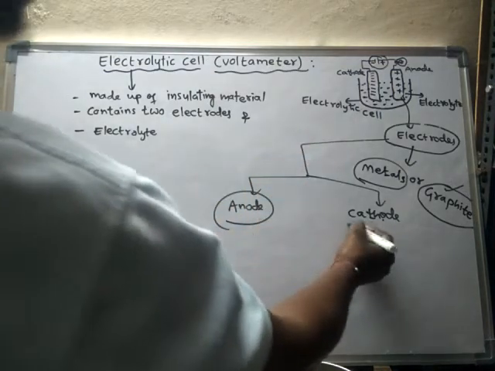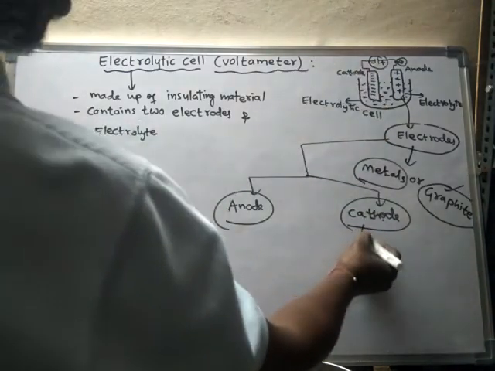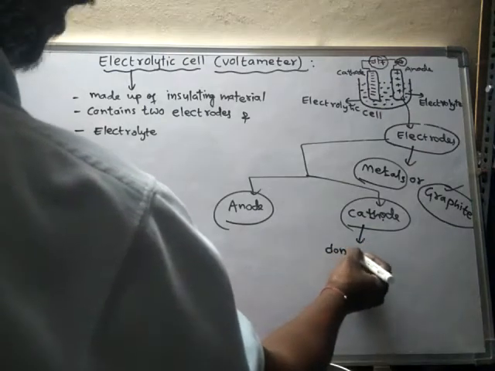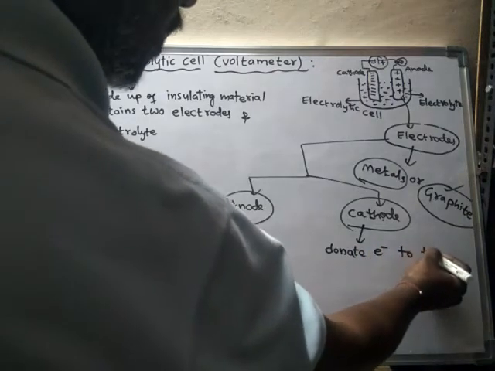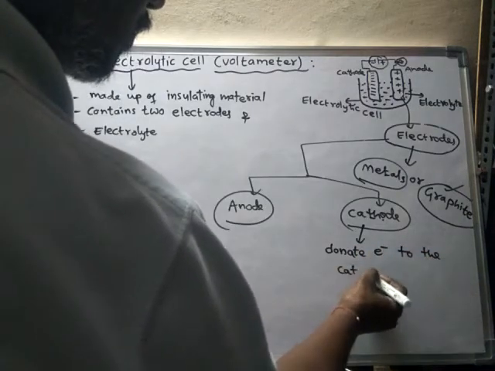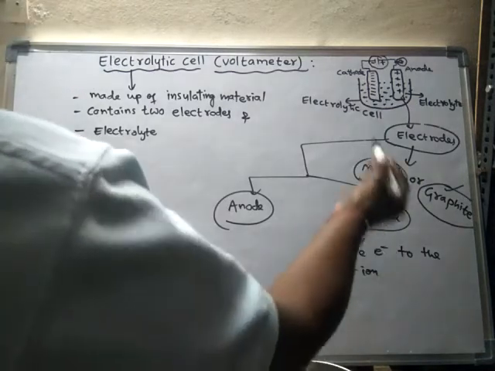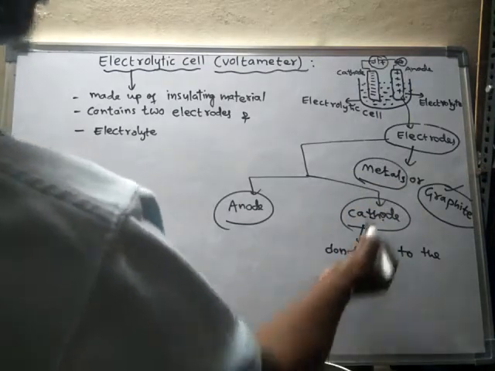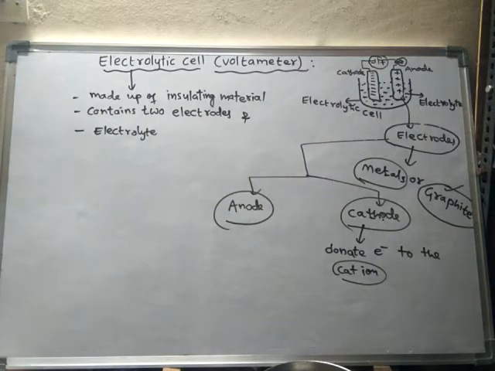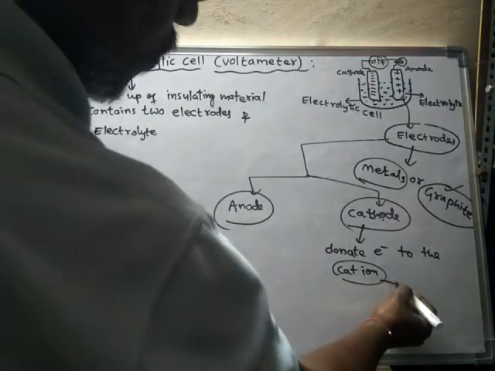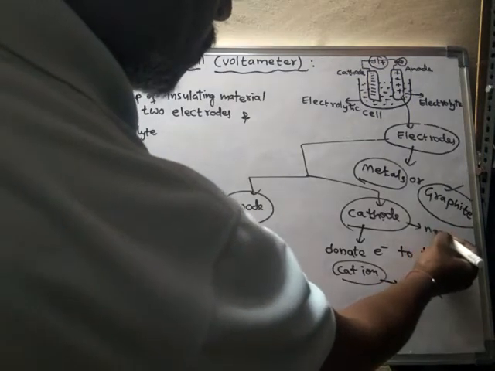See what happens, this cathode is a negatively charged electrode. So this cathode will donate electrons to the cation. Remember that cation will move towards cathode. In this electrolyte there are two types of ions, cation and anion. Cation means a positive ion, and the cathode is the negative electrode.